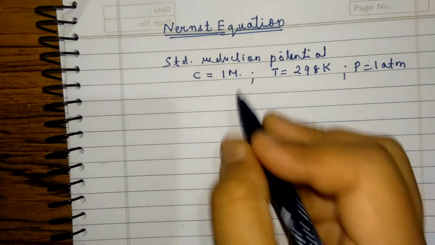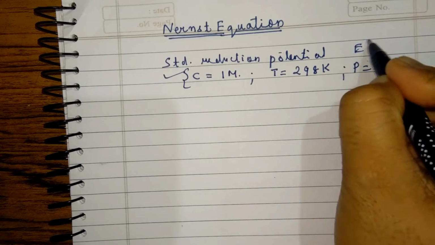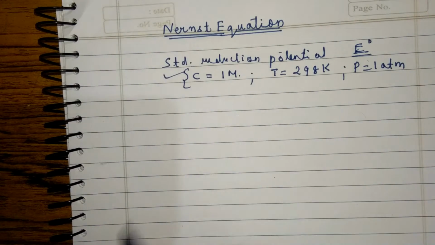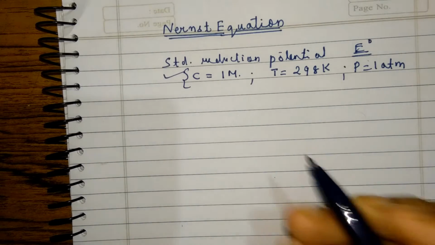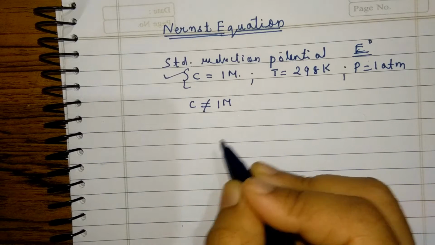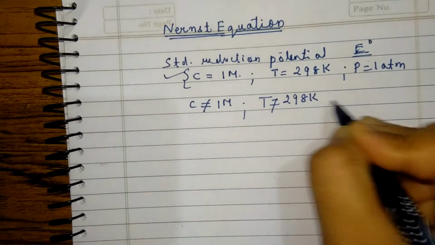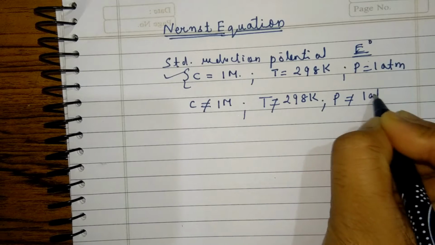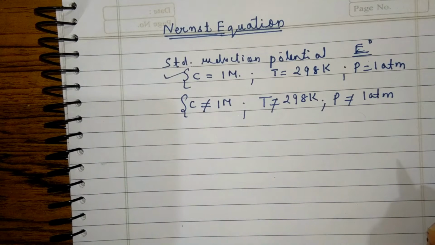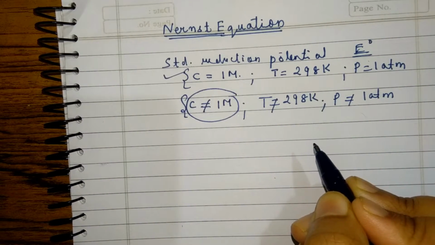So in the case of standard reduction potential, these three conditions are to be followed so that we can say that the electrode is in the standard reduction potential. But if the concentration is not equal to 1 molar, if there is a variation in the concentration of the ion, the temperature is not 298 Kelvin and the pressure also varies, then the electrode is no longer in standard condition, or we can say that it is a non-standard reduction potential. So the electrode potential changes with the variation in the concentration of the ion.